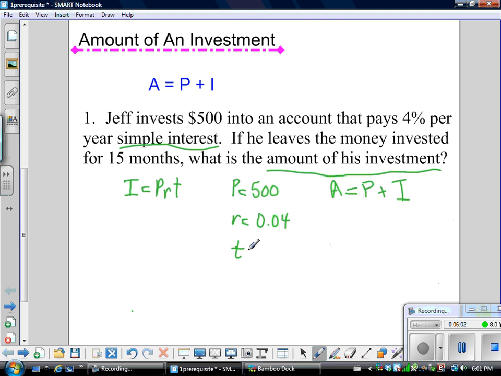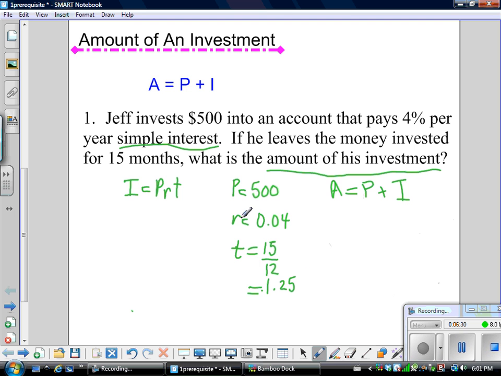And my time, well, 15 months, but I can't just put down 15 because I have to divide it by the number of months in 1 year, which is 12. Now you can leave the 15 divided by 12 the way that is and put it into the formula, or you can actually calculate it over here if you want as well. And that works out to 1.25.